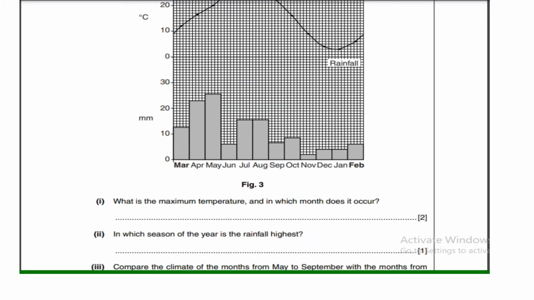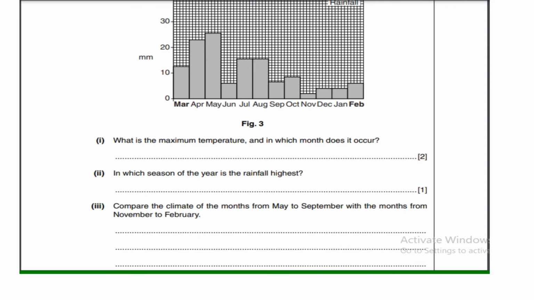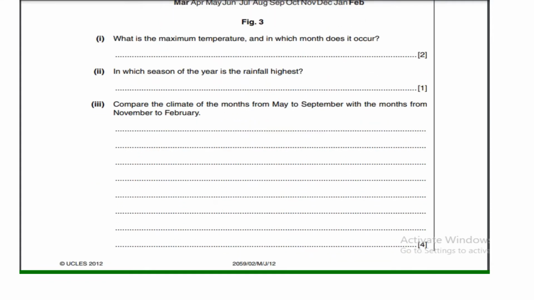Then we have second question: in which season of the year is the rainfall highest? Okay, so let's have a look at bar graph here. What you can see here, it's this month which has the highest amount of rainfall. And what you're going to do here, you're going to write the season, not the month. And be very careful, this is not summer, so you cannot write summer season. You should look for the exact season where this occurs.